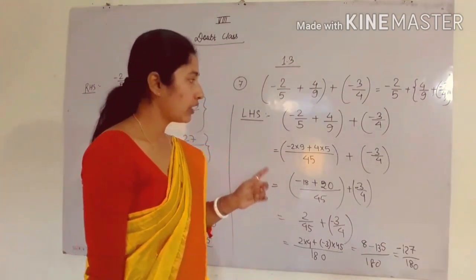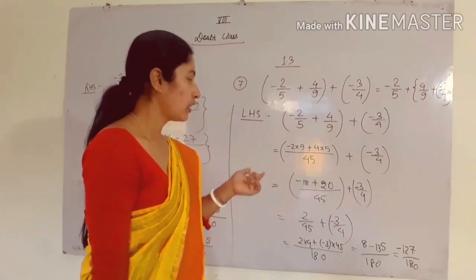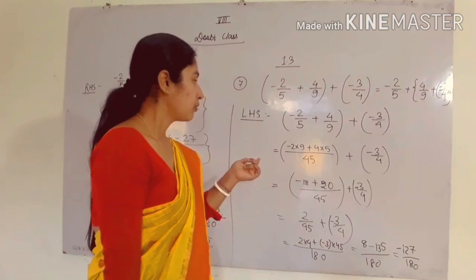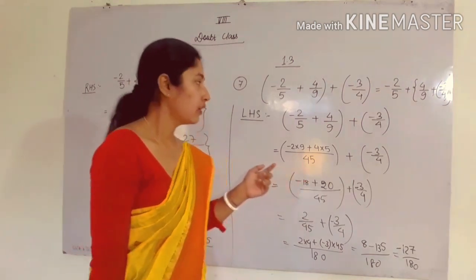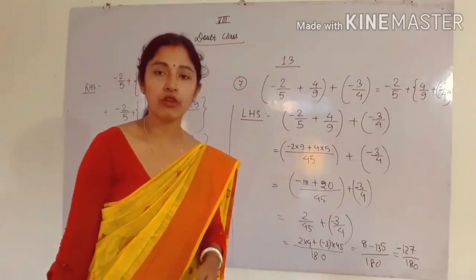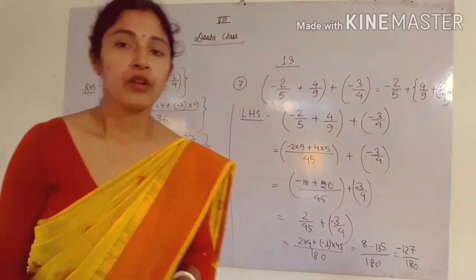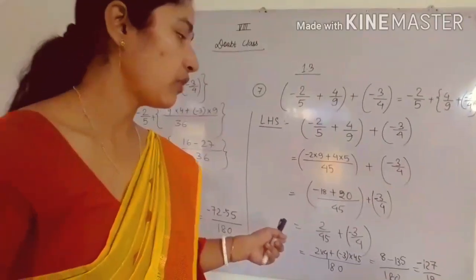I have written every step, so I think you can easily get it. If after doing this also you have any problem, you can ask me. So this is the left hand side part, that is minus 127 by 180.